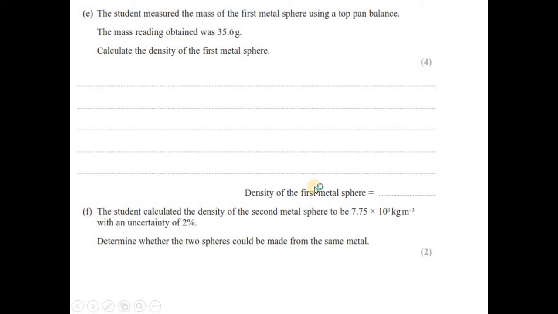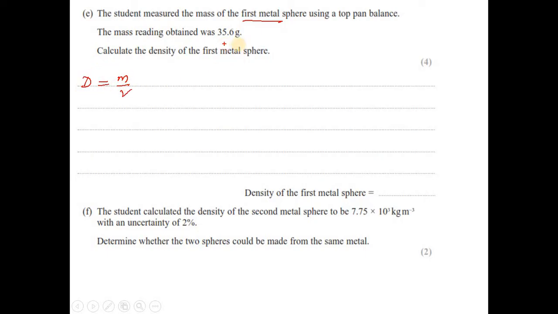The student measured the mass of the first metal sphere using a top pan balance. The mass reading obtained was 35.6. Calculate the density of the first metal sphere. So you know that they are talking about the first metal sphere, and we need to find the density. Density is mass over volume.